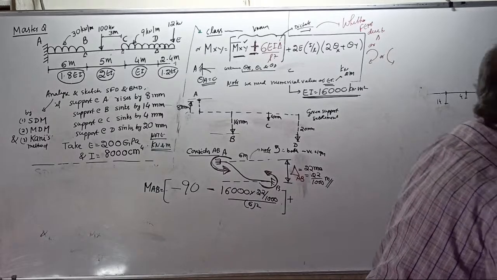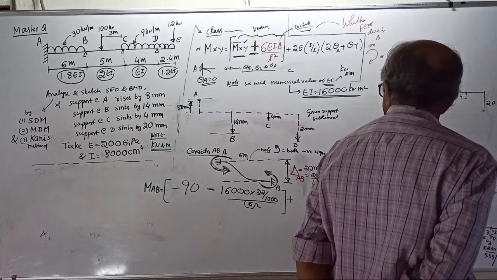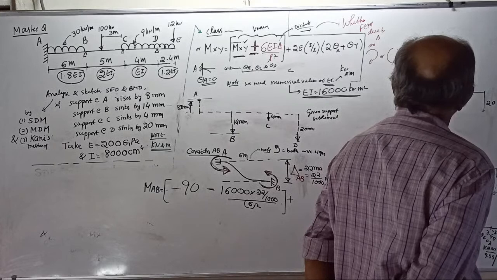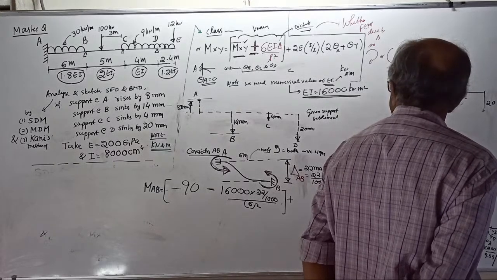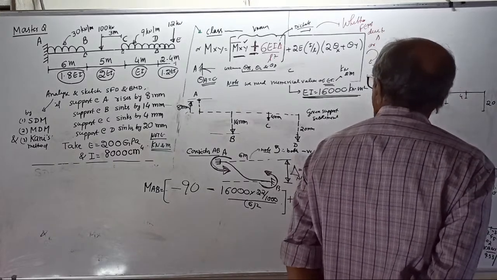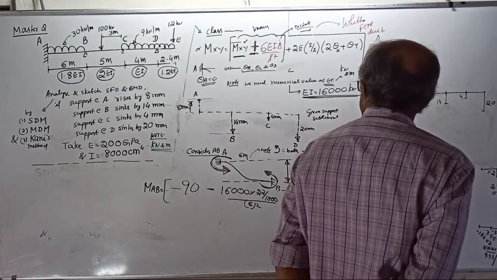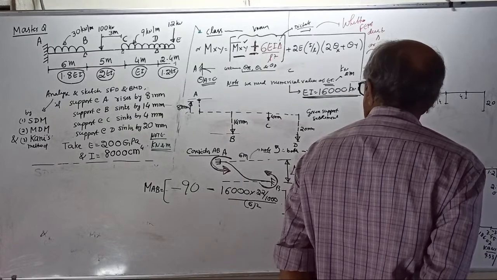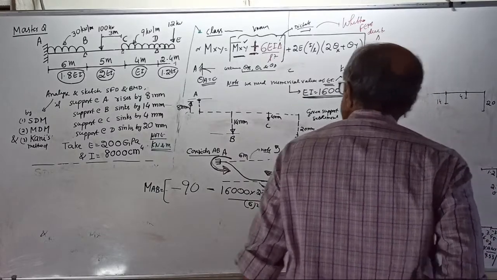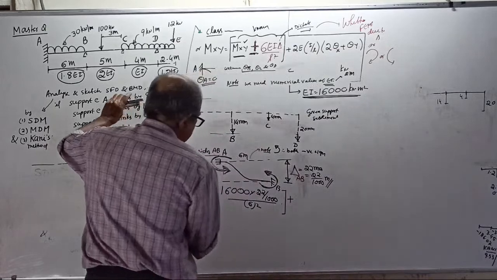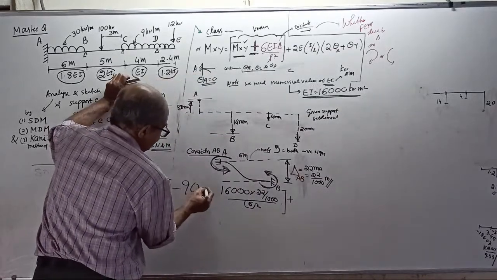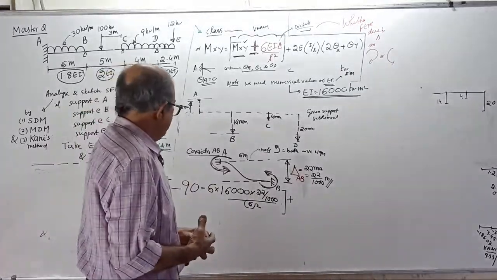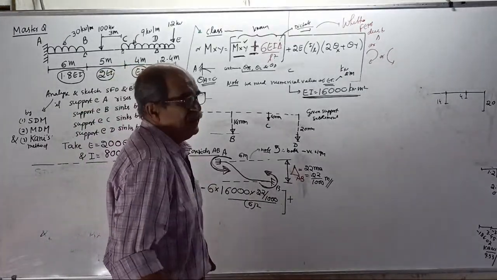Minus 92.667. 14 into 22... I think I have taken some other value. Minus 92.67. 6 into EI. Oh, 6 is not there. See, 6 also is there. Minus 6 into EI into delta by L square. I think I should have taken that. Okay, what is the answer?